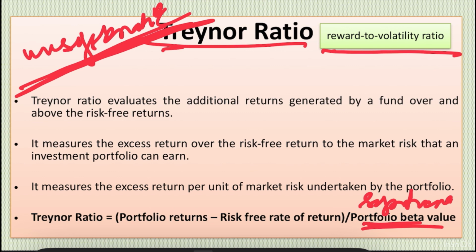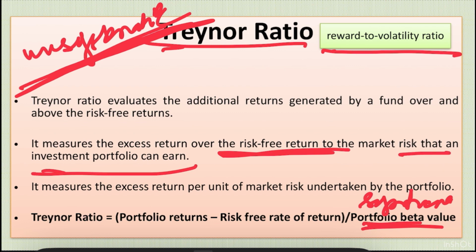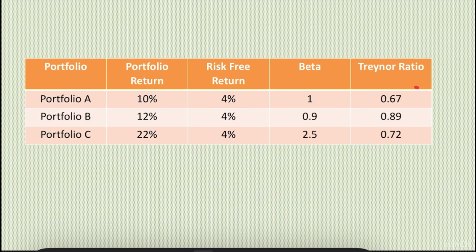Again, it tells you the excess return over the risk-free rate of return to the market risk that an investment portfolio can earn. We'll understand this with the help of an example. Over here we've taken three portfolios, that is portfolio A, B and C, right? And then we have portfolio returns, risk-free returns, beta, and then we've computed the Treynor ratio. How do we compute the Treynor ratio?